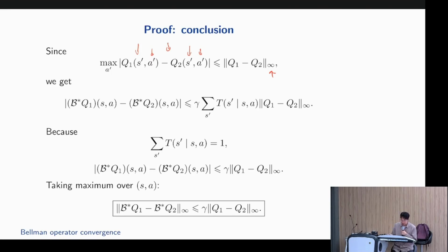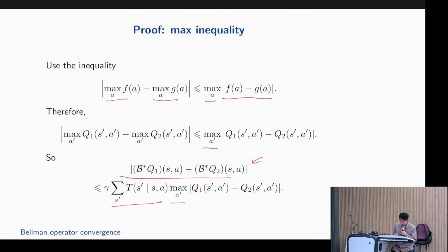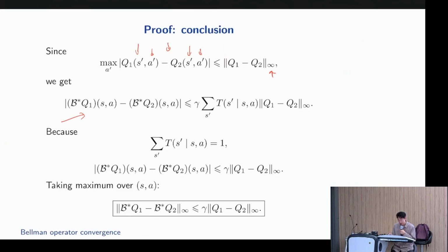Okay, so let's put this together. We started off with this left-hand side. That's upper bounded by discount times expectation over next state of this, which is again upper bounded by the L infinity norm of Q1, Q2. Here, the state disappeared. So we take it outside the summation, and this is just summing out the probability. So it sums to 1.